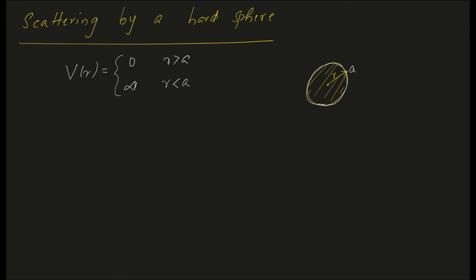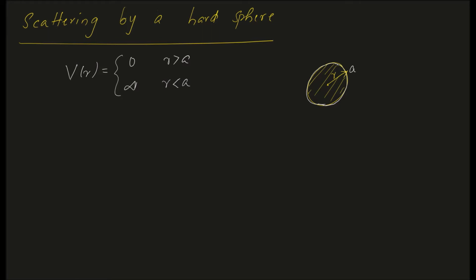That means when your r is greater than the radius of the sphere, you have 0 potential, and we assume an infinite potential for all points within that sphere, for r less than a. This potential represents an impenetrable wall, and it mimics the classical image of scattering. Now, because of the infinite potential within the radius a, the Born approximation cannot be used here, so we have to consider the partial wave analysis to solve this problem.